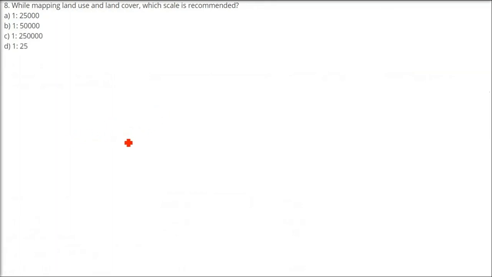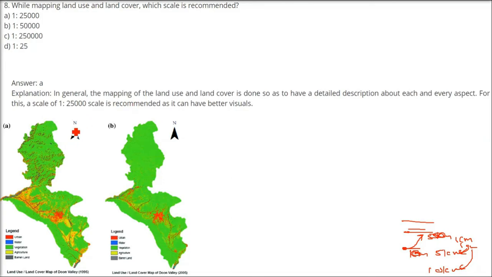While mapping land use and land cover, which scale is recommended? Whenever we make a map, we need to know the scale: the distance on the map and the distance on the actual ground. For example, you are representing 5 kilometers by 1 centimeter on your map, or you are representing 10 kilometers in 1 centimeter on your map. So the ratio is going to be the scale. That is called the scale.